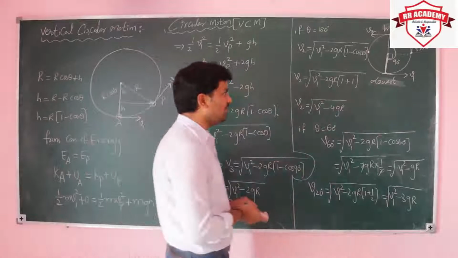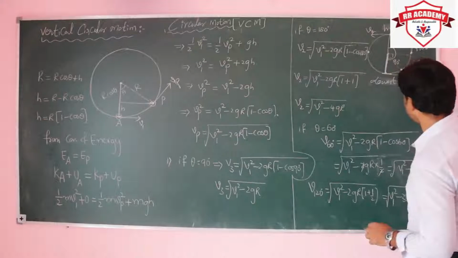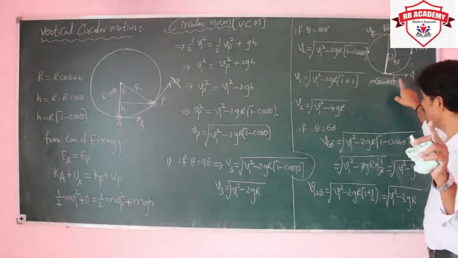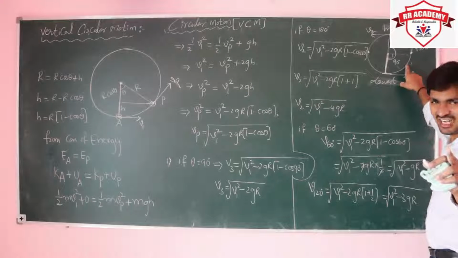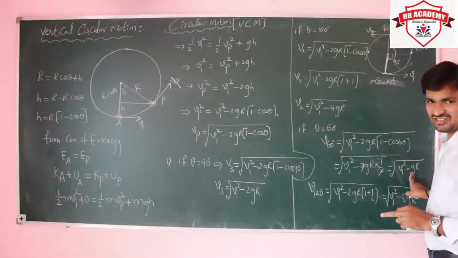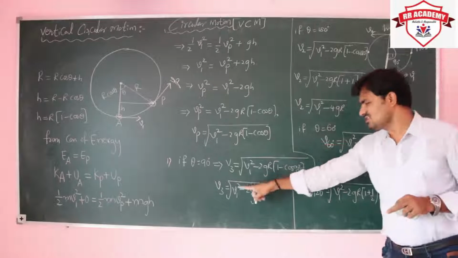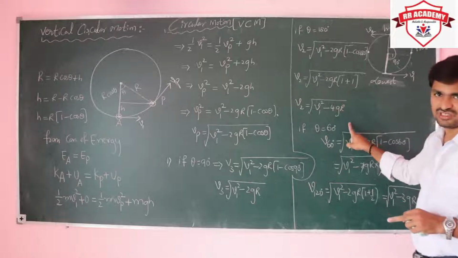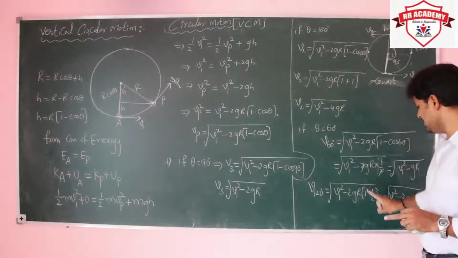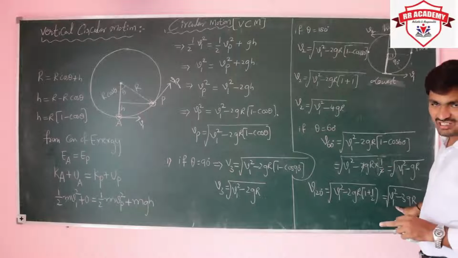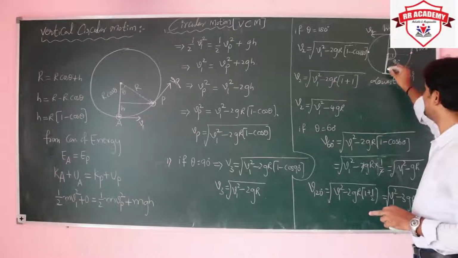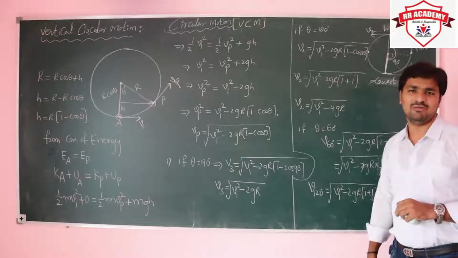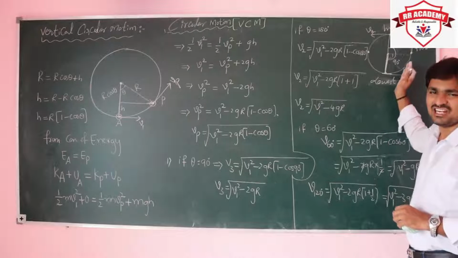See here. When the angle is 60, what is the velocity? When it is at the lowest point, angle 0, velocity is v1. Angle 60, velocity is v1 square minus gr. Angle 90, v1 square minus 2gr. Angle 180, v1 square minus 4gr. Angle 120, v1 square minus 3gr. So by increasing the angle, the velocity decreases, because it is going against the gravity.